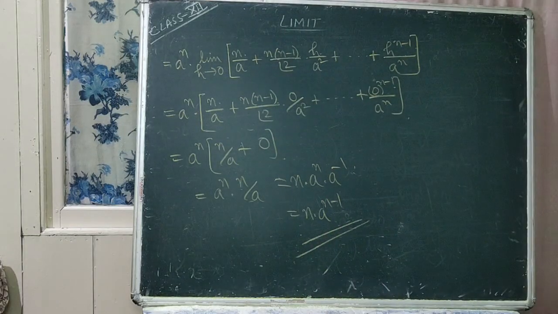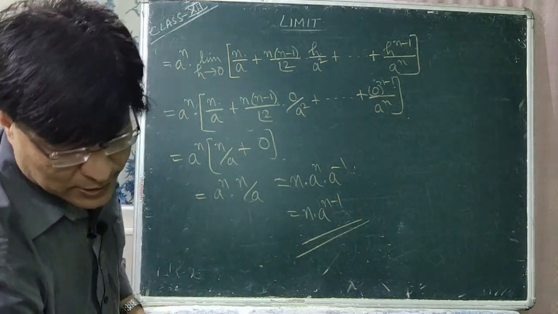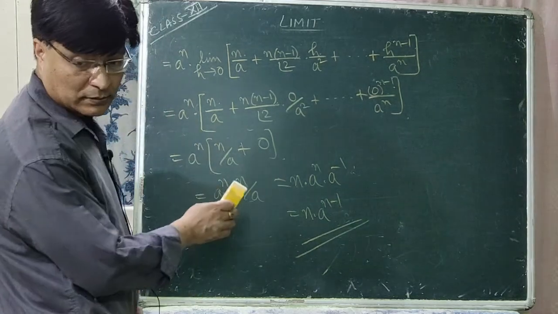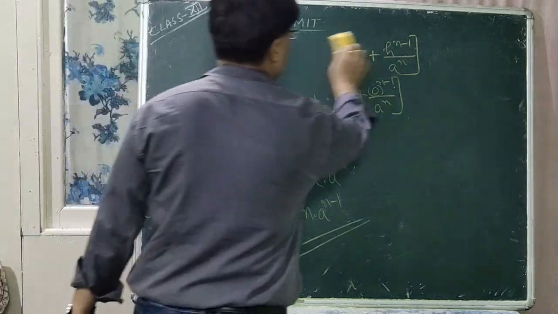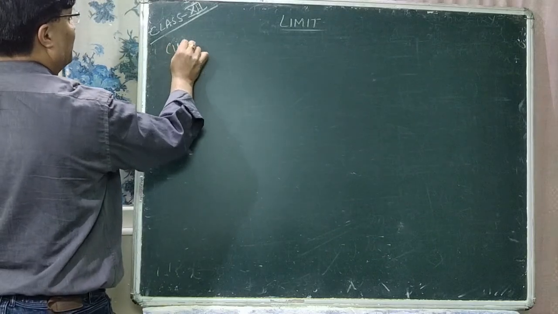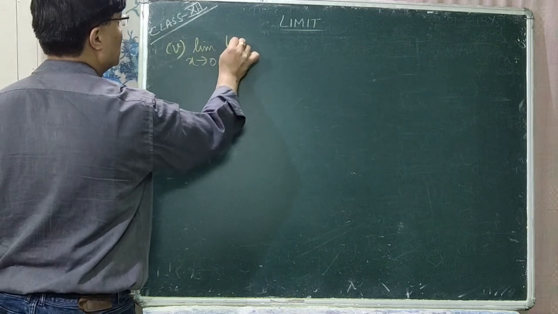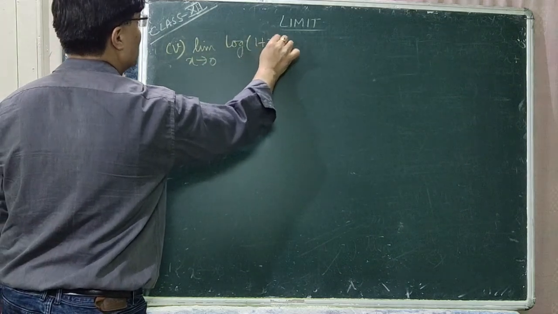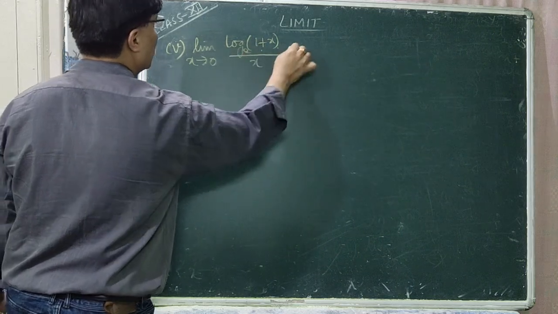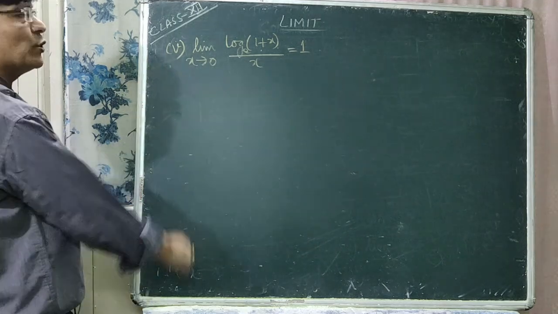So now we'll do the next standard limit. Now we'll prove the next standard limit. So write down the next standard limit, that is number 5. The next standard limit is limit x tends to 0 log of 1 plus x base e whole divided by x, which is equal to 1. So let us prove it now.